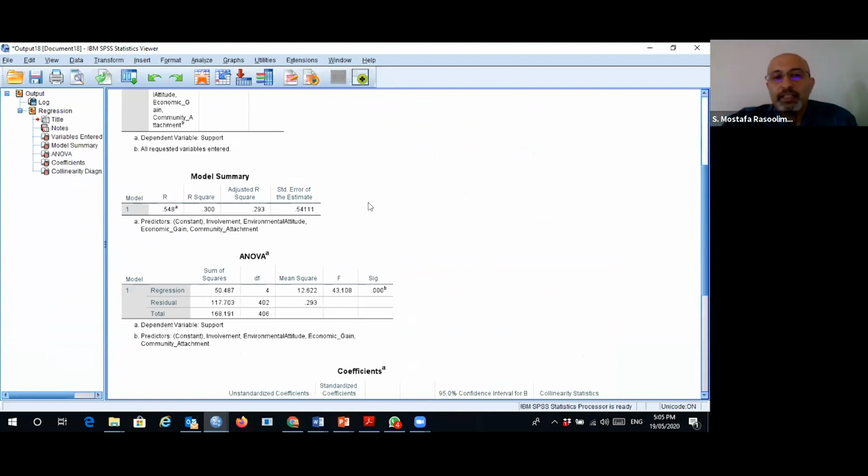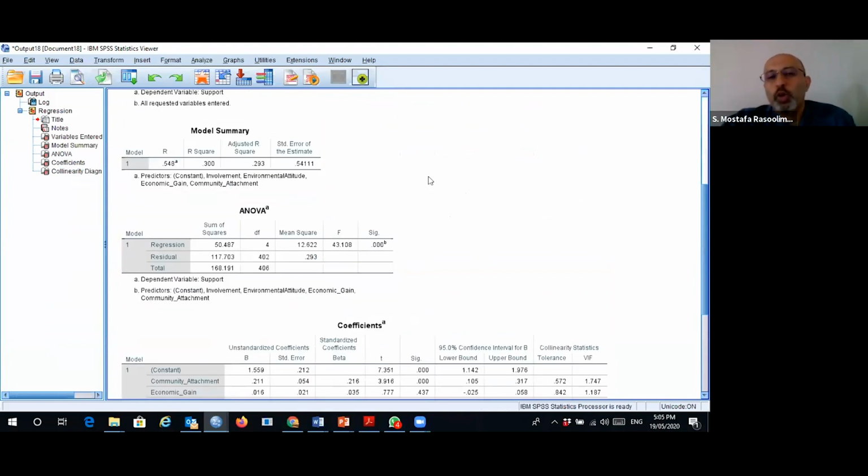3 tables, but actually 2 are more important. You need to interpret for multiple regression. Okay. First table is model summary. Model summary includes adjusted R-square and R-square. So your R-square here is 0.300, but adjusted R-square is 0.293.